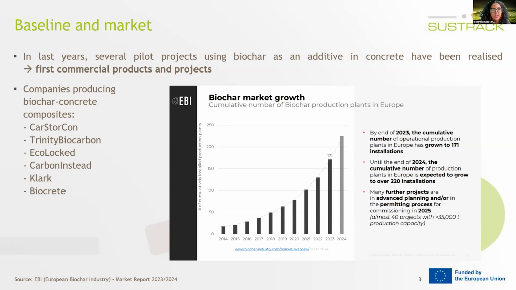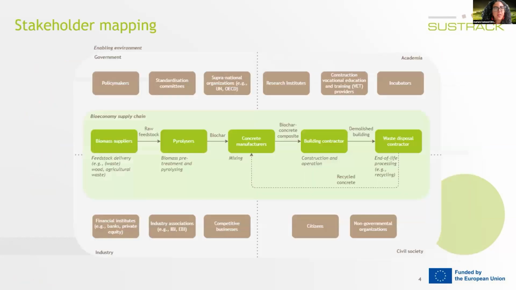Biochar in general as a market, just separate from concrete, has been growing a lot in the last years. As of last year, we had 171 pyrolysis plants in Europe. Most of them are pyrolyzing wood, but as I said, you can pyrolyze in general any other kind of biomass or waste biomass. And it has been growing, and it is forecasted to grow this year to 220 installations. So it has been growing steadily, even during the pandemic. It grew steadily. So it's looking good for that market in Europe.